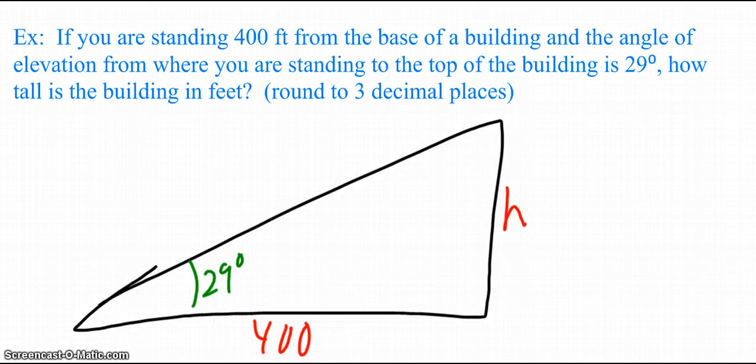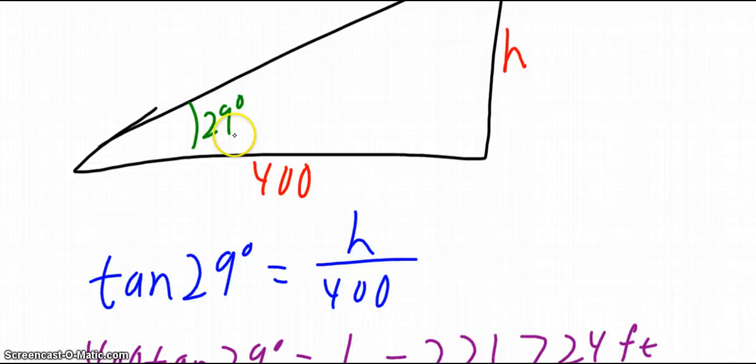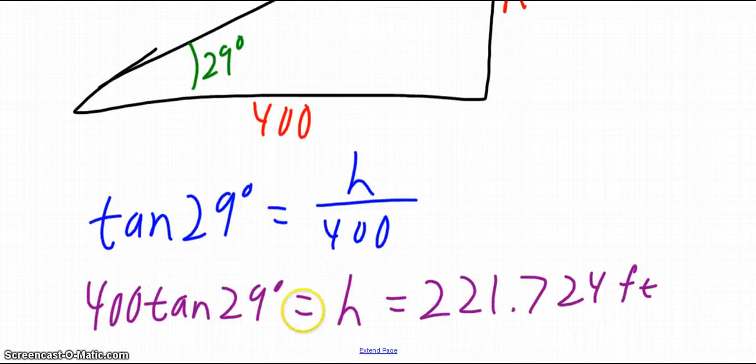Alright, so we draw a picture. It's going to be a right triangle. Here's our angle of elevation, distance from the building, height. Write a trig equation. We're going to use tangent and solve.